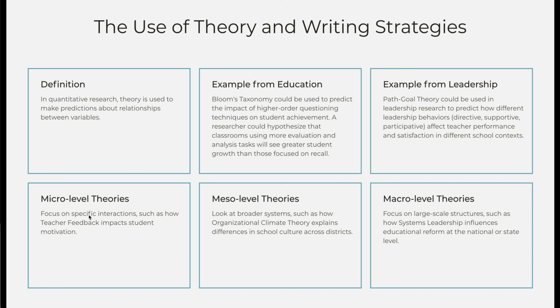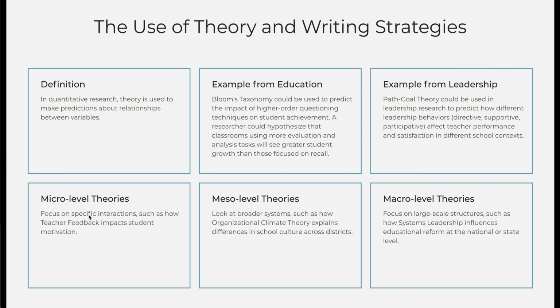We do have 3 different types of theories. We have micro, meso, and macro. So these are specific interactions. If you are doing things that involve teacher feedback, that's a very hyper-focused theory. So you're looking for something that encompasses teacher feedback. If you're looking at a broader system called organizational climate theory, that's broad, but it's still kind of specific because it's climate. And then systems leadership is just super broad.